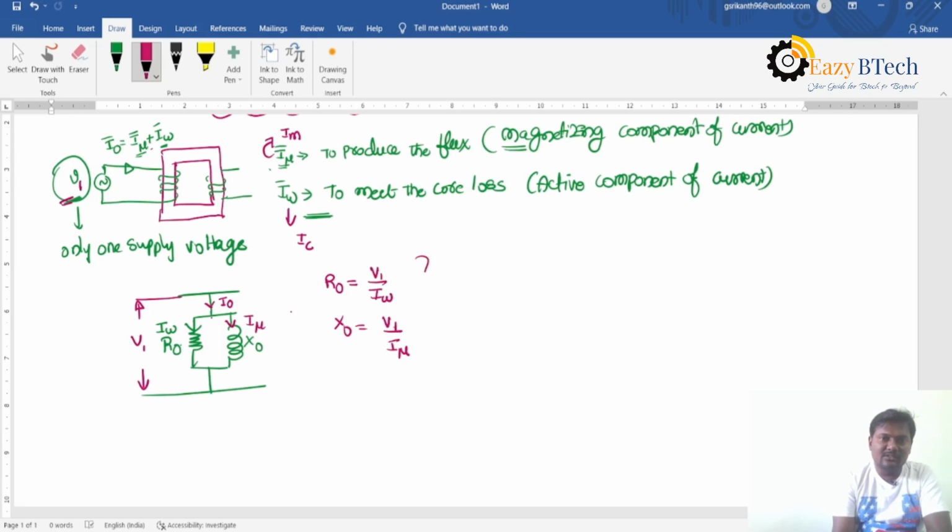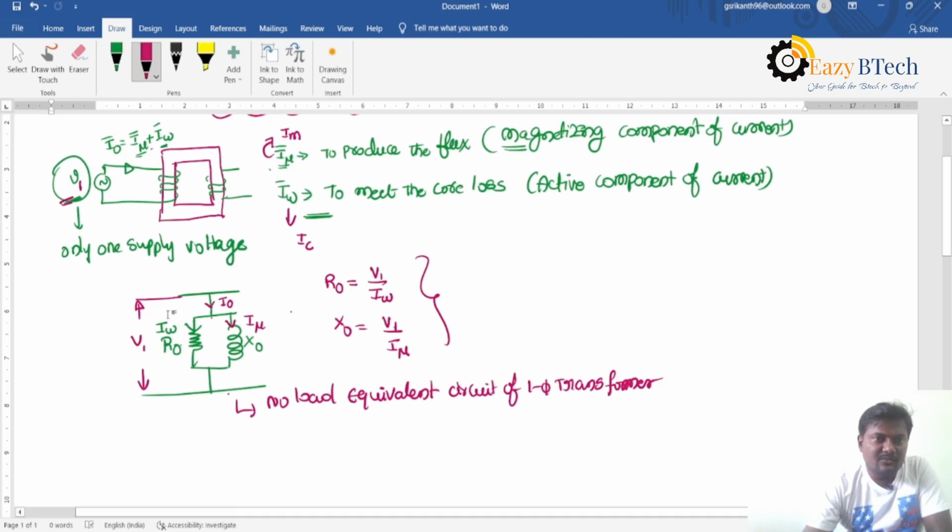This equivalent circuit is also called the no load equivalent circuit of a single phase transformer.